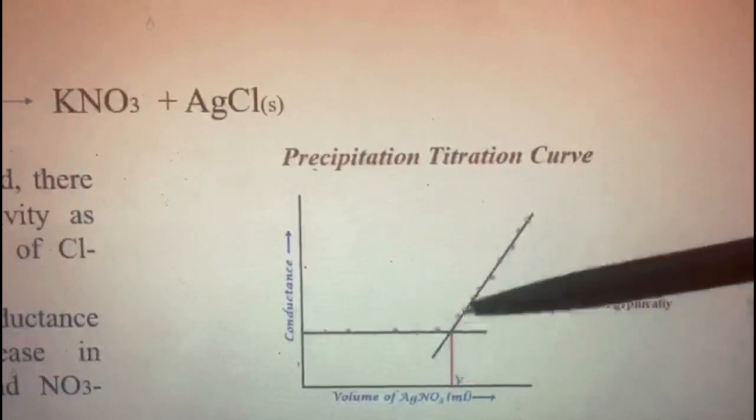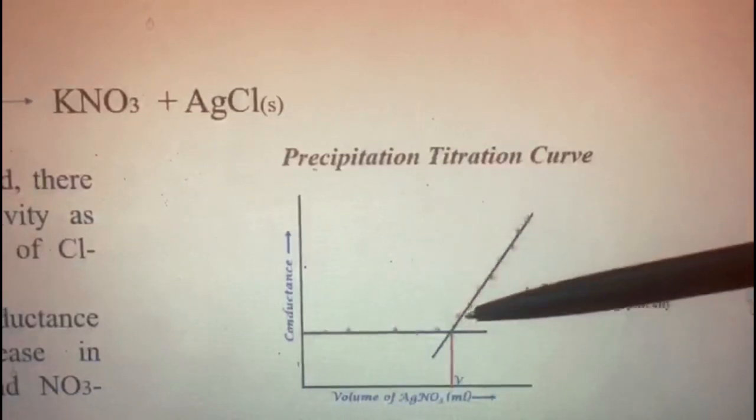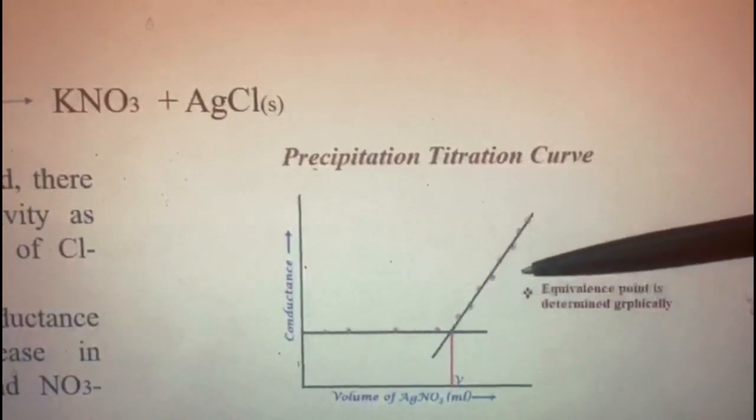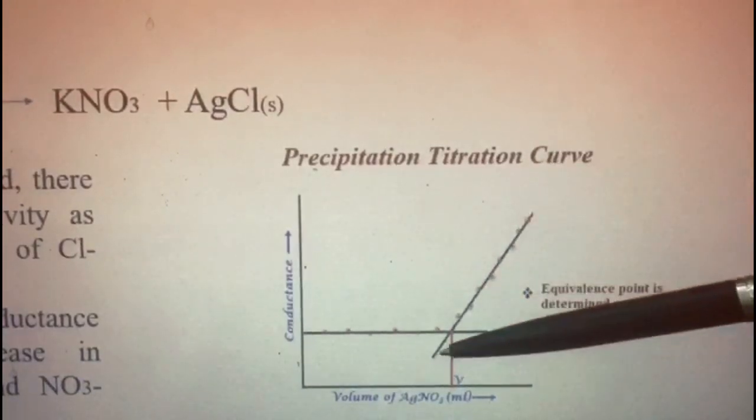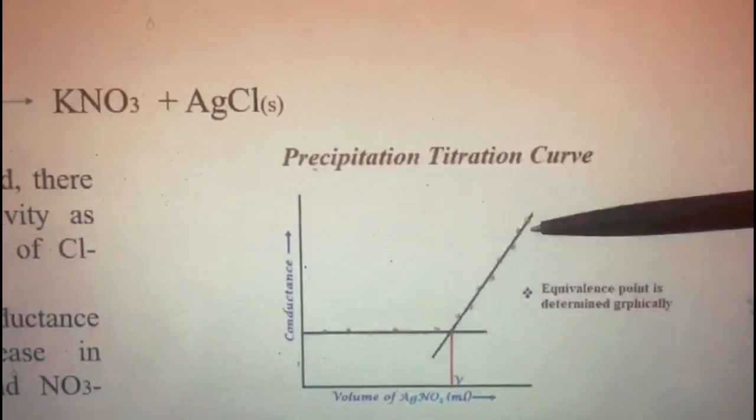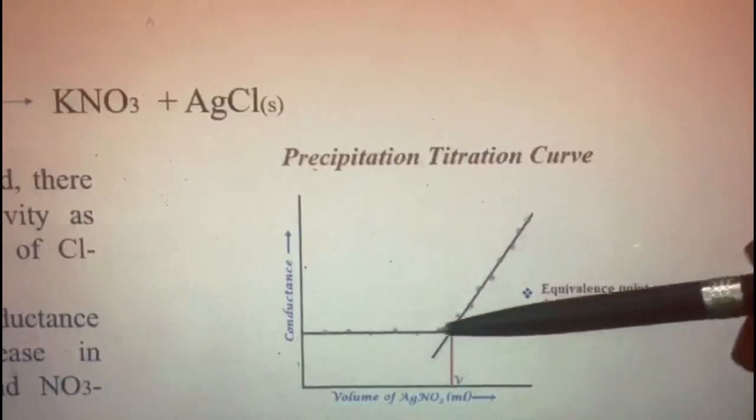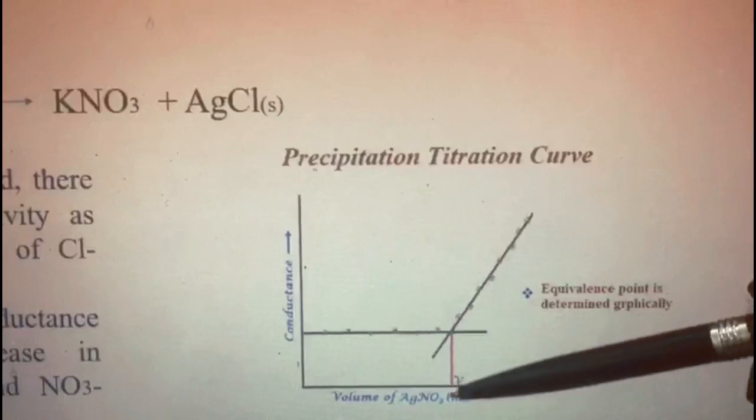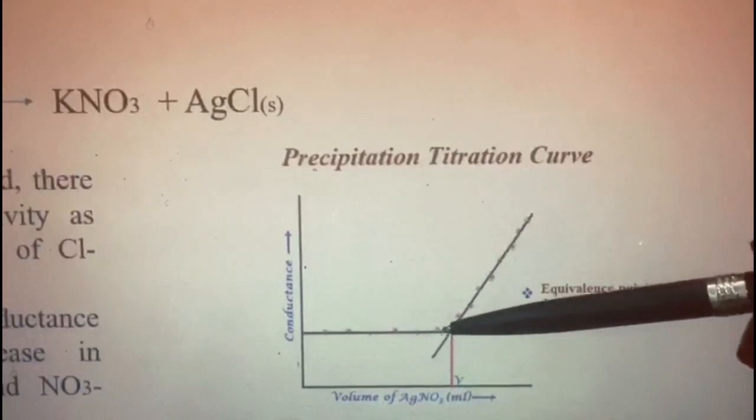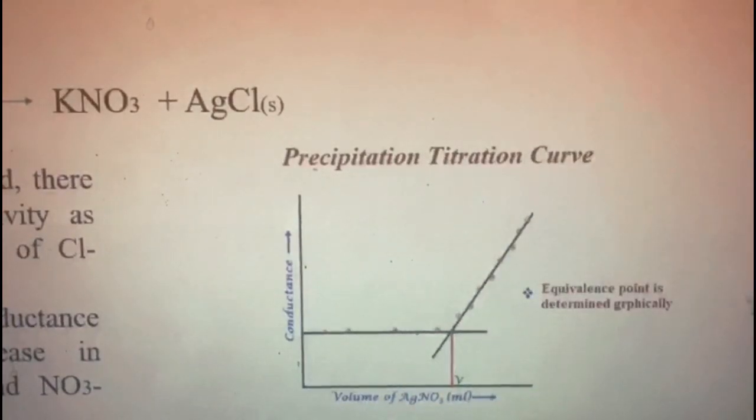Then when you add silver nitrate after the endpoint, there is only silver nitrate in the solution mixture. So the conductance will be due to Ag plus and NO3 minus. Therefore, the conductance increases. So this meeting point is the equivalence point. The volume of silver nitrate used for the titration will be obtained from this equivalence point.